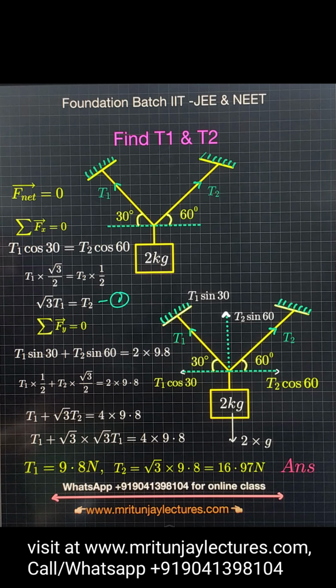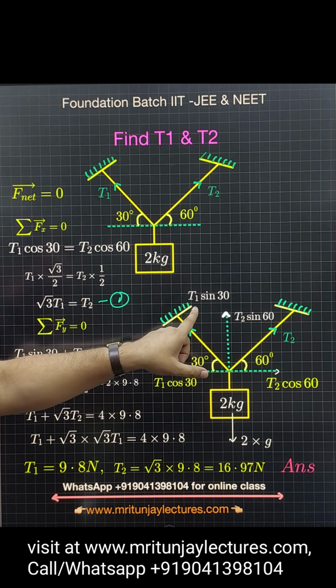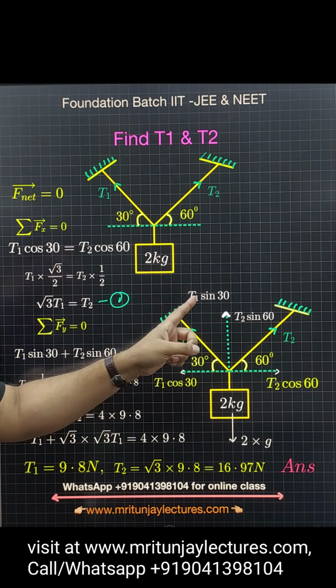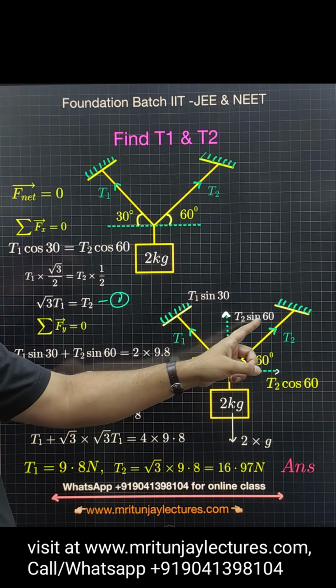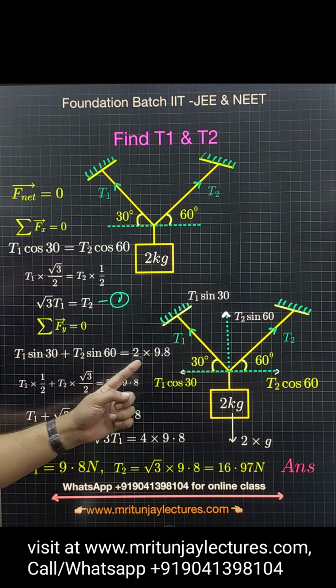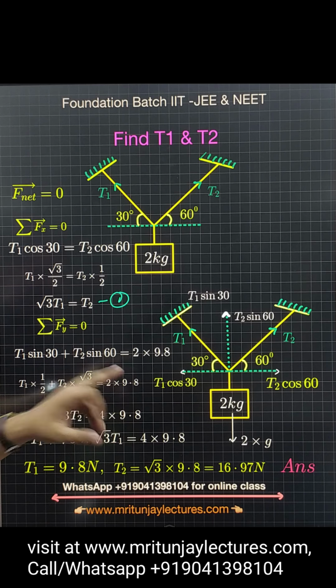After that, the net force along the y direction is also 0 because the whole system is in equilibrium. So the component of T1 sin 30 plus T2 sin 60 is equal to how much? 2g, where g means 9.8. I know that T1 sin 30 is 1 by 2, and T2 into sin 60, how much? Root 3 by 2. This is equal to 2g, that is 2 times 9.8.